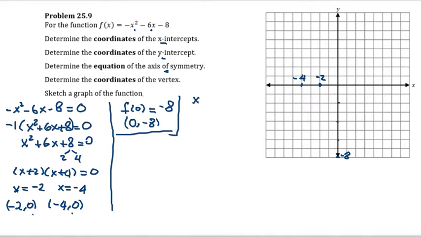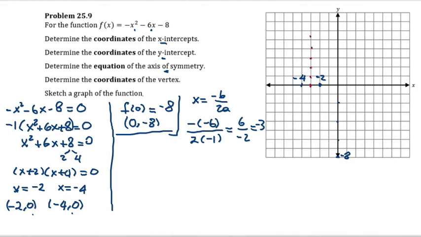x equals -b over 2a is the formula for the equation of the axis of symmetry, and -b is -6, so we will find the negative of -6 divided by 2 times a, which is -1. So we get positive 6 over -2, which is -3. Okay, so the axis of symmetry is at x equals -3, which is this point.